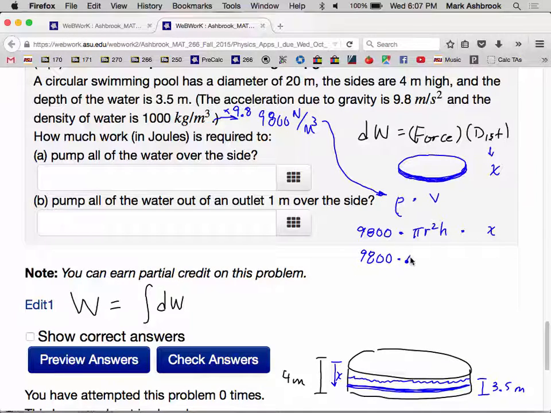What's the radius of this? My radius is 10. These are gigantic swimming pools. Did you think about this? 20 meters across. It's like 65 feet. Okay?